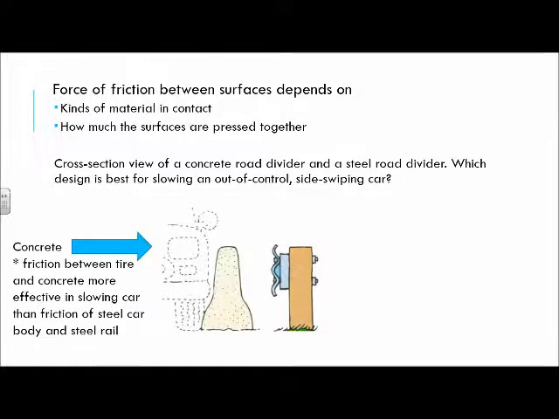This side is the concrete, because the friction between the tire and the concrete is more effective in slowing a car than the friction of the steel car body and the steel car rail. Also notice the shape. The concrete barrier is wider at the bottom, which increases the amount of pressure between the tire and the barrier.